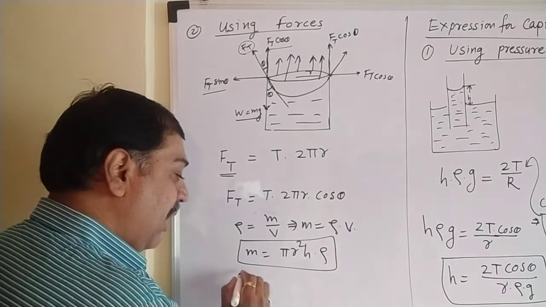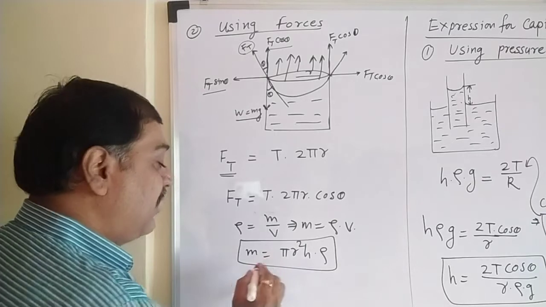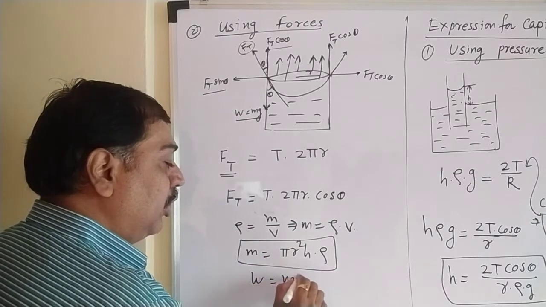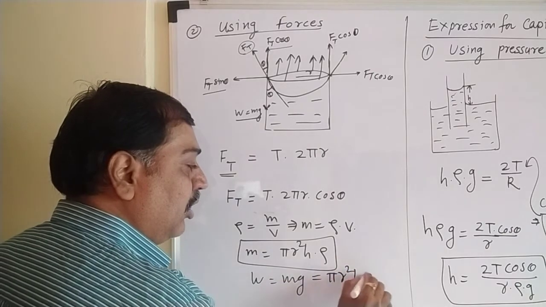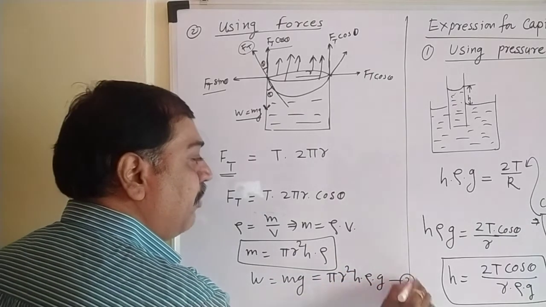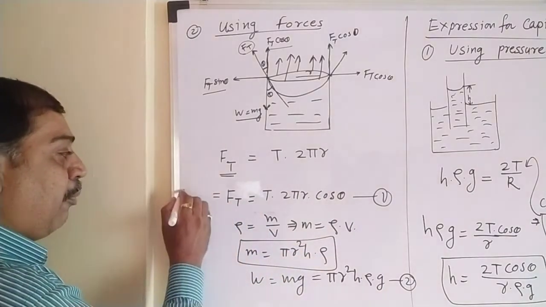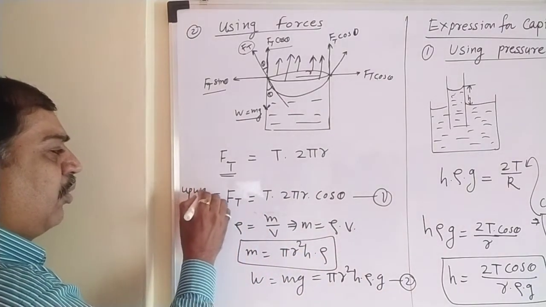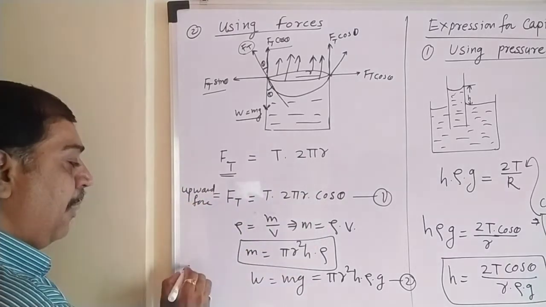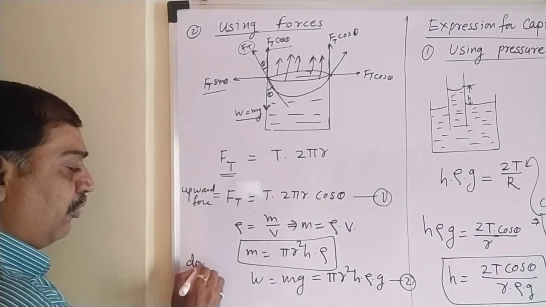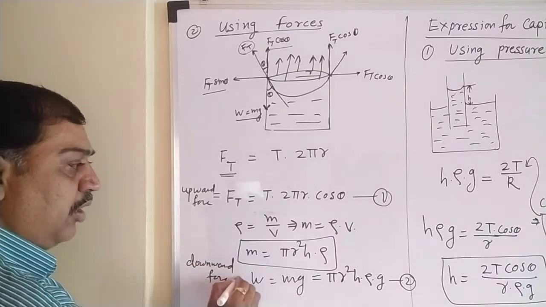And what is the load then? The force acting in the downward direction, weight W, is W equal to mg. And the value of m is pi r square h into rho, so W equals pi r square h rho g. Suppose this is equation 2 and the earlier one is equation 1. So Ft is the total upward force, given by equation 1, and the total downward force is given by equation 2.